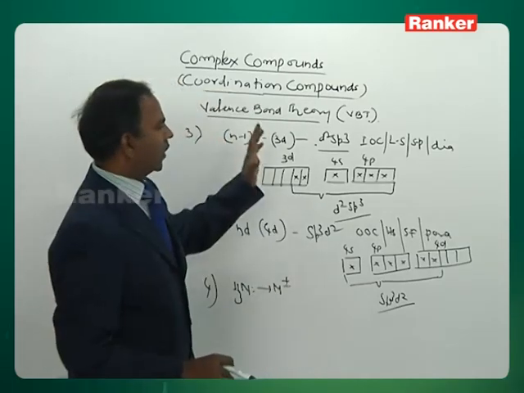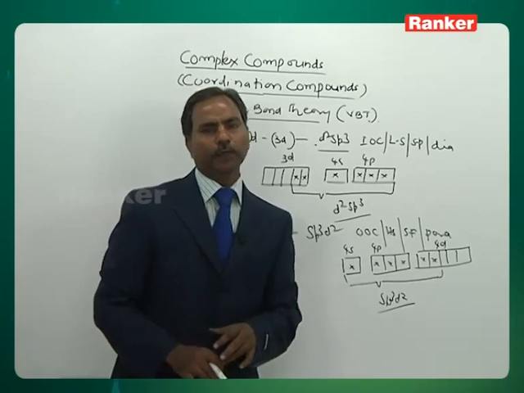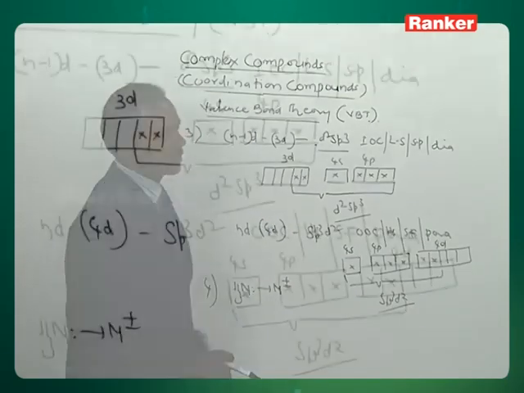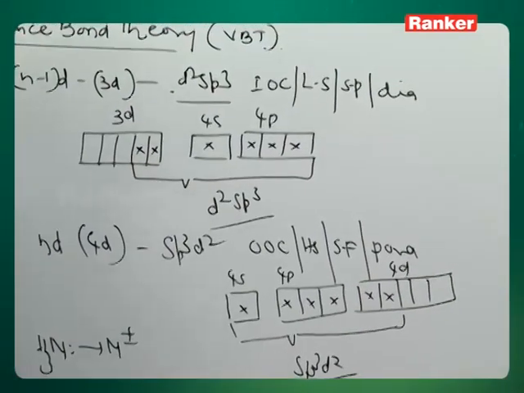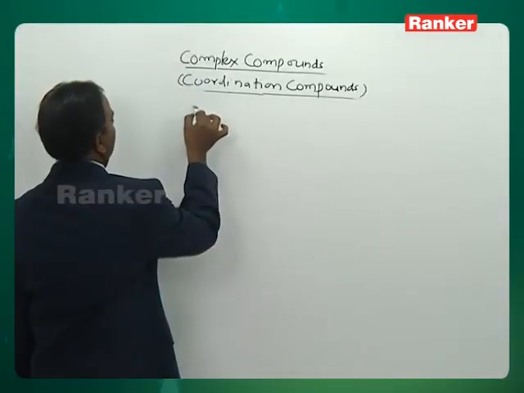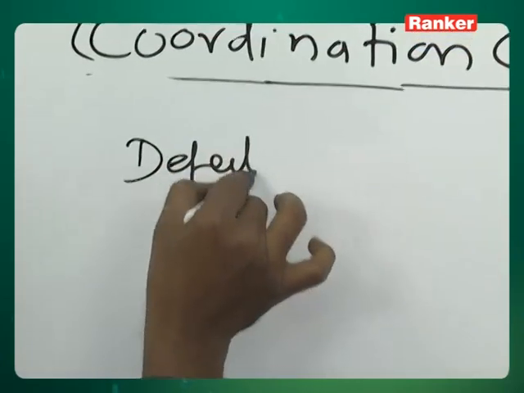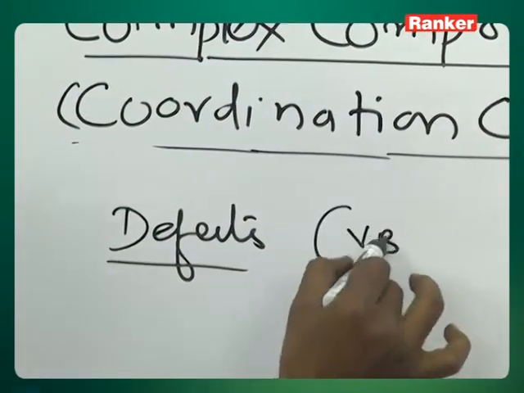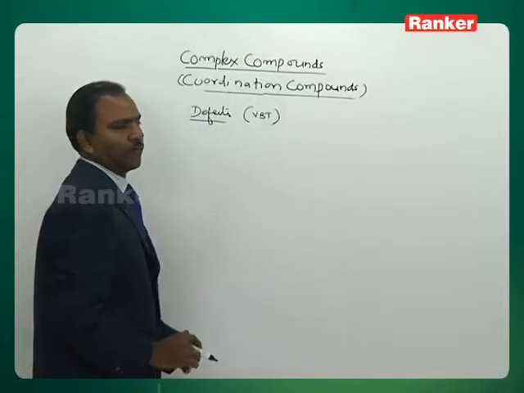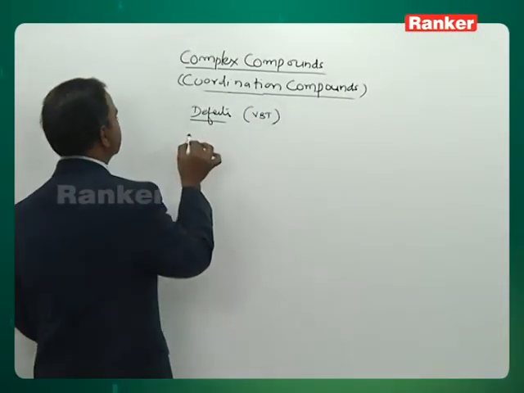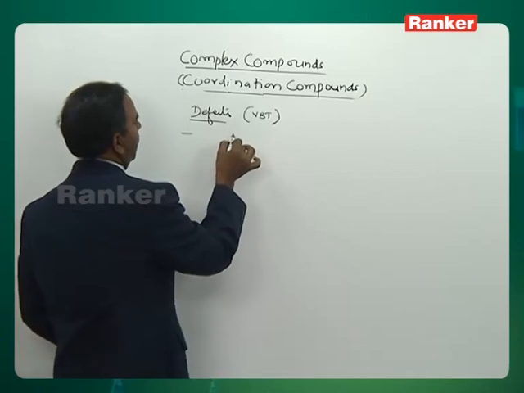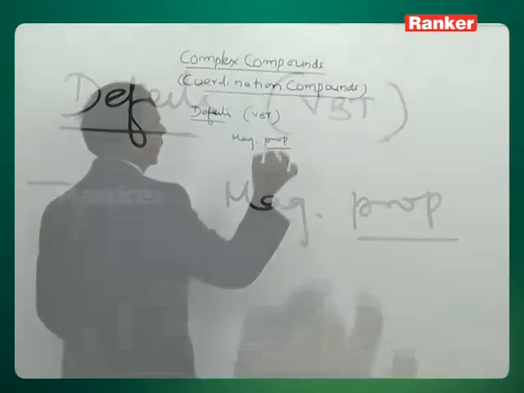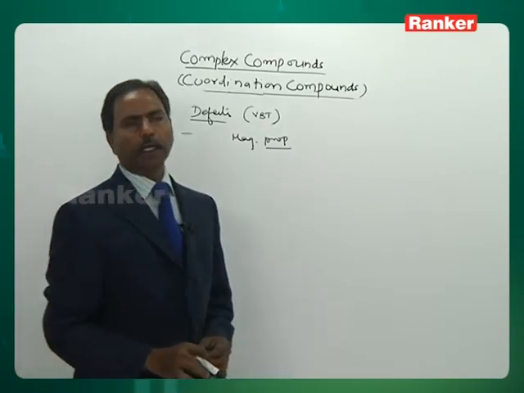Next, what are the demerits of this particular theory, the defects of this theory? Let us discuss defects of valence bond theory. First one. This theory is completely based on magnetic properties, remember.